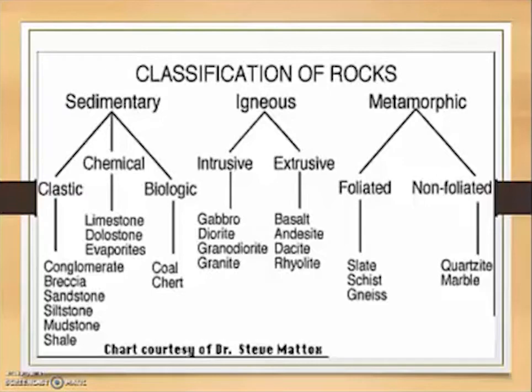Next is igneous rock. Igneous rocks are divided into two types, which are intrusive and extrusive. Gabbro, diorite, granodiorite, and granite are examples of intrusive igneous rock. However, basalt, andesite, dacite, and rhyolite are examples of extrusive igneous rock. Slate, schist, gneiss, and also marble are examples of metamorphic rocks.